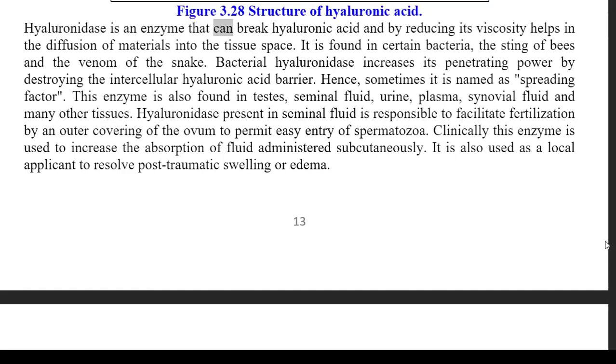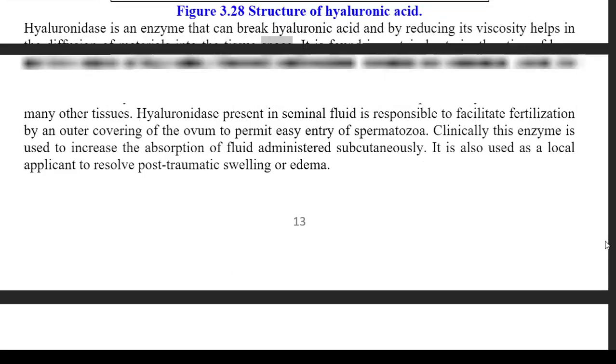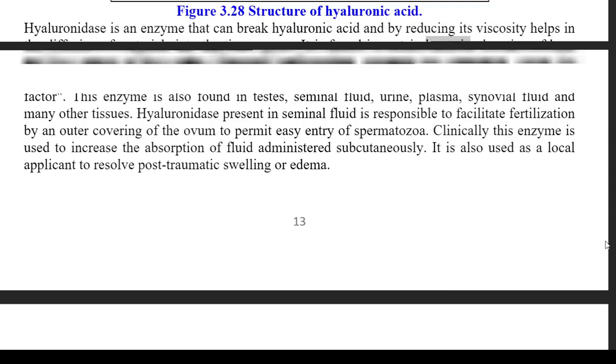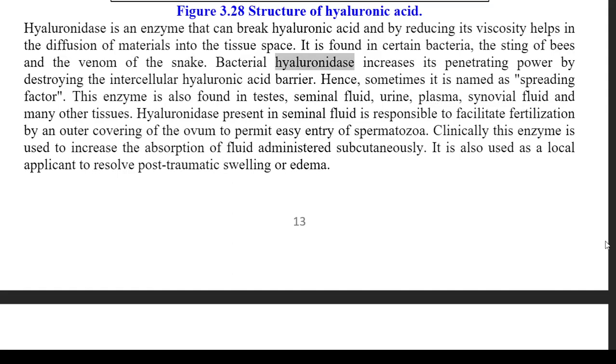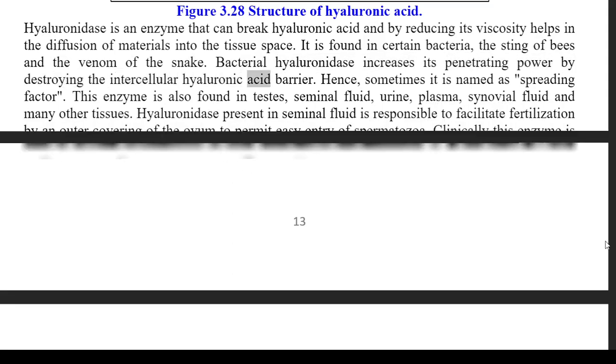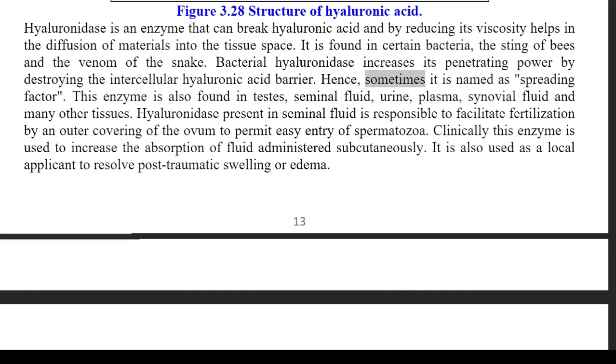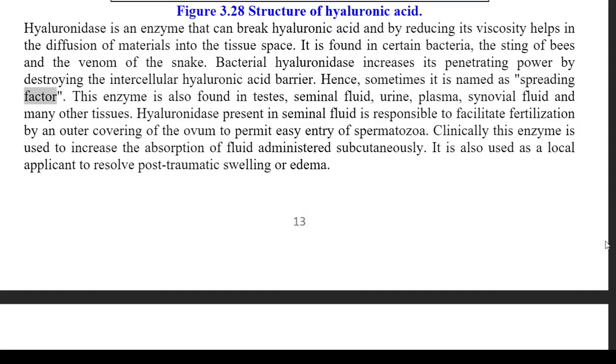Hyaluronidase is an enzyme that can break hyaluronic acid and, by reducing its viscosity, helps in the diffusion of materials into the tissue space. It is found in certain bacteria, the sting of bees and the venom of the snake. Bacterial hyaluronidase increases its penetrating power by destroying the intercellular hyaluronic acid barrier. Hence, sometimes it is named as spreading factor.